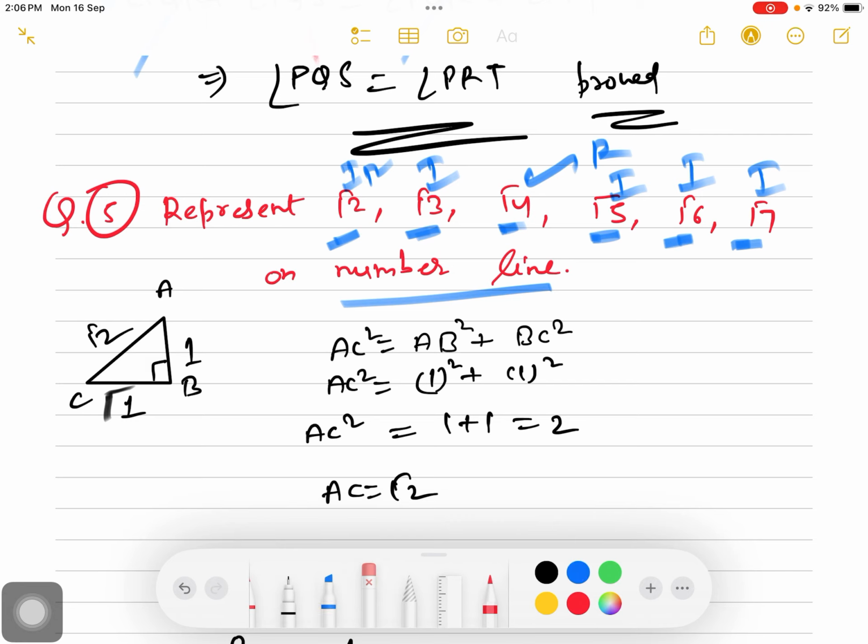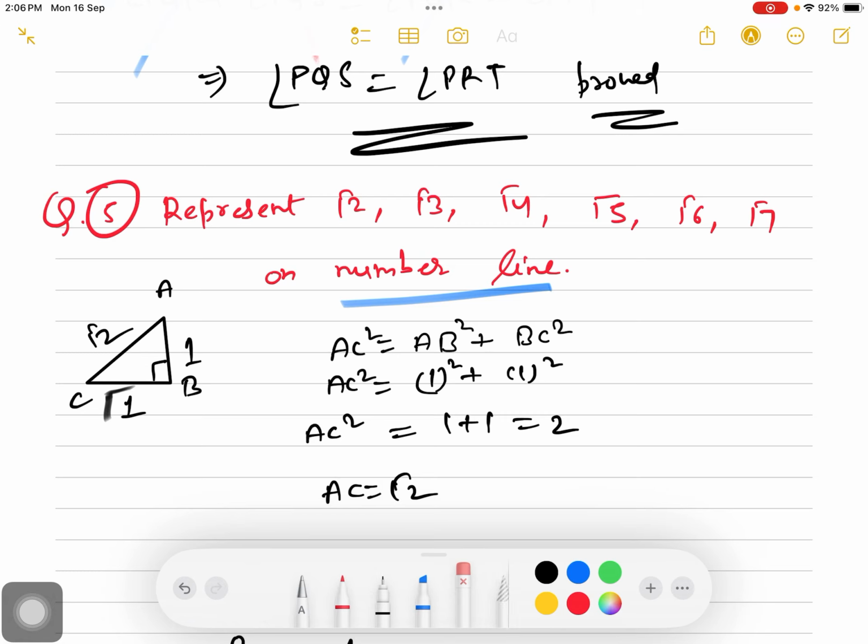I'll teach you a pattern, na? So that pattern can be followed. You don't have to remember anything if you follow this pattern. Okay, so go step by step. First I will teach you how to represent root 2 on the number line.